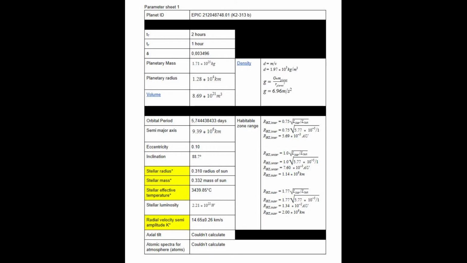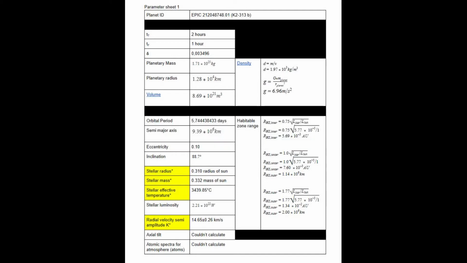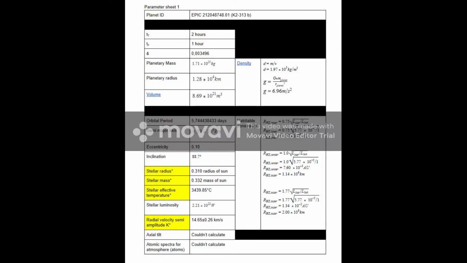First of all, we have TT, which is the time the field of vision of the telescope is blocked by our exoplanet, so around 2 hours. Afterwards, we have TF, which is the amount of time for the planet to cross the field of vision of the telescope. Then we have the delta, which is 0.003496, the planetary mass, calculated at 1.71 times 10 to the 25 kilograms, so the mass of our exoplanet.